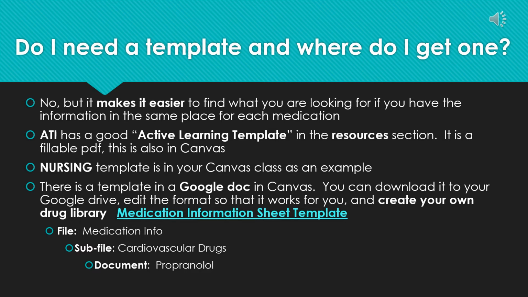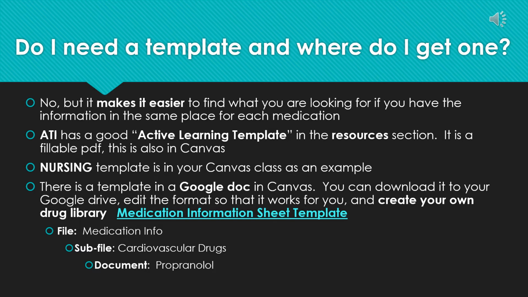Then you can create your own drug library. So if I were going to do this, I would have on my Google Drive a big old file that said med cards, medication info, medication information sheets, something like that. Then in that big file, I would have subfiles that said cardiovascular drugs, GI drugs, neuro drugs, whatever. Then you could just go crazy in those subfiles and just continue to categorize the drugs. Say you could do cardiovascular, then you could do antihypertensives, and then in that you could have ACE inhibitors and ARBs and beta blockers and all that kind of stuff.